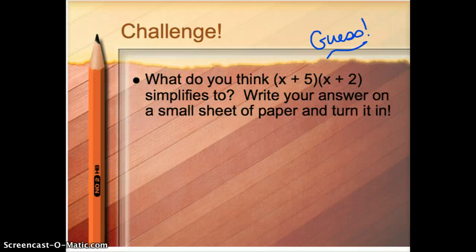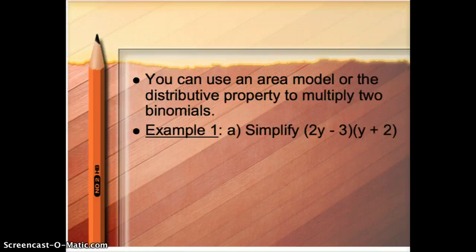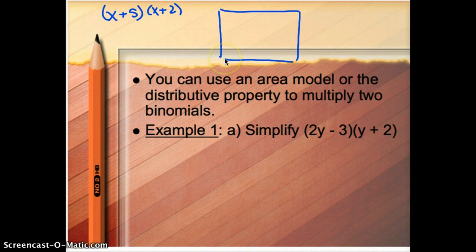The first thing I want to do is plug in some numbers and just think about what this really means. You can use an area model or the distributive property to multiply two binomials. So in that problem before, with x plus 5 times x plus 2, one way I like you to think about it is to pretend these are dimensions of a side. So we have x plus 5 here, and x plus 2. These are dimensions of a little rectangle. x plus 5 is one side, x plus 2 is the other.